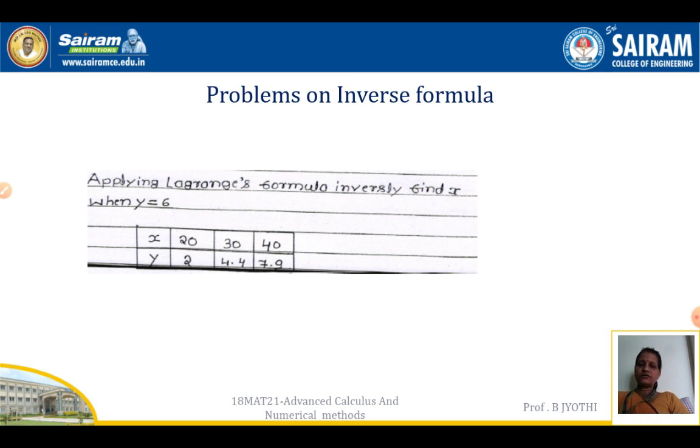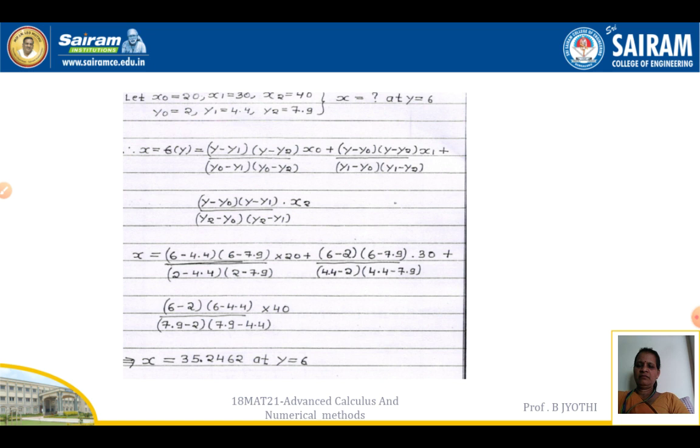Now, on the inverse interpolation formula, here applying Lagrange's formula inversely, find the x when y is equal to 6. The x values are given as 20, 30 and 40, and the y values are given as 2, 4.4 and 7.9. So these are the values they have given. x0 is 20, x1 is 30, x2 is 40, and y0, y1 and y2 are given. x is equal to question mark at y equals 6.